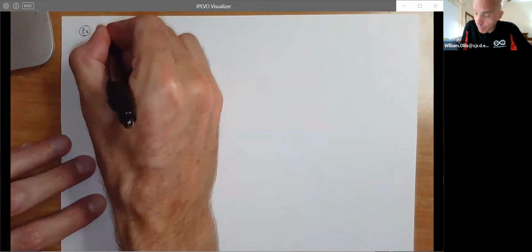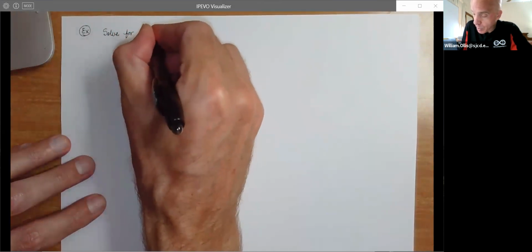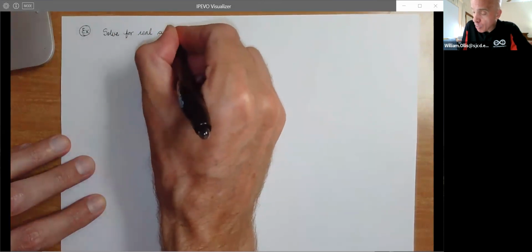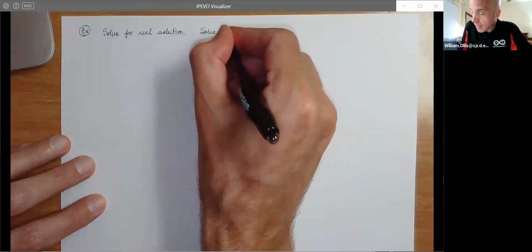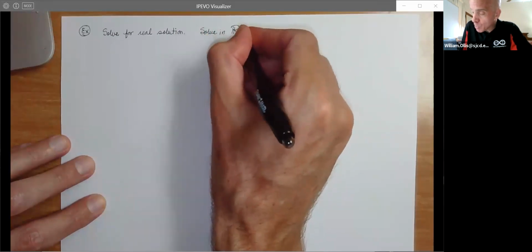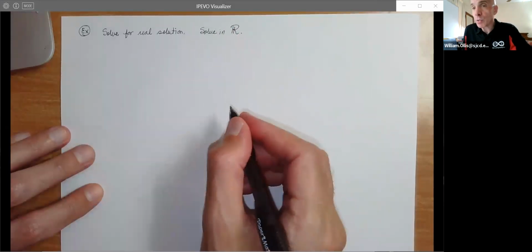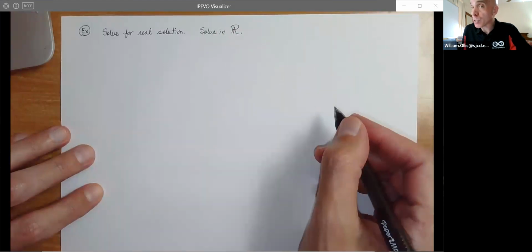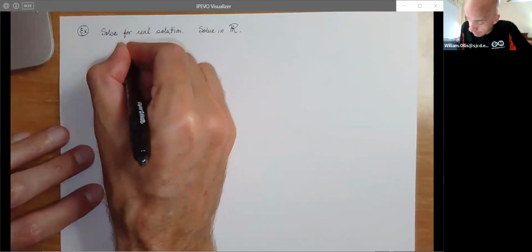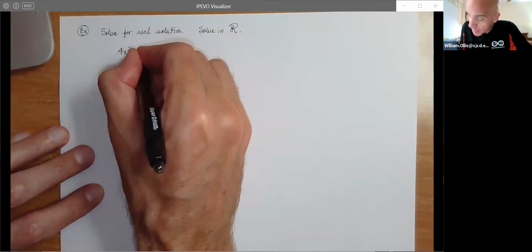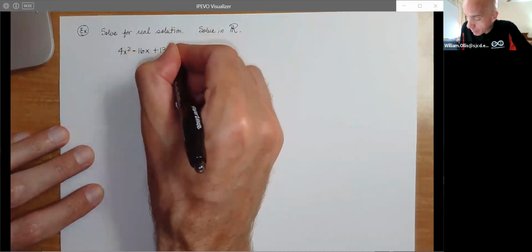So I'll say solve for real solutions. Now we can also say solve in R. We could say solve in the real numbers. This means the same, using our script R for real numbers. Or if we wanted to include imaginary, we could just say solve for all solutions, or solve in C. So we have 4x squared minus 16x plus 13 equals 0.